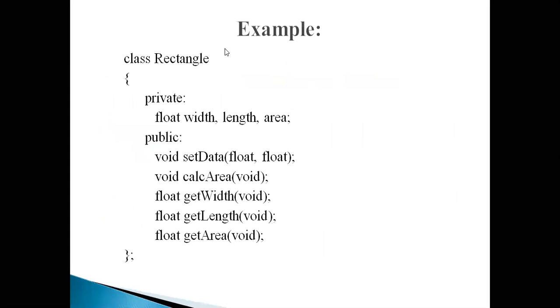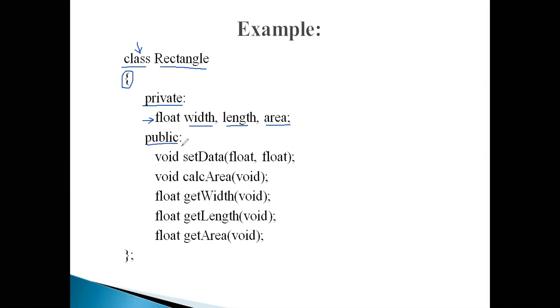Now we'll go to the example. Look at this particular one. I am defining a class by using the keyword class, and then I specify the name of the class. Here the name of the class is Rectangle, and I specify the curly brace which indicates the beginning of the class, and then the keyword private to declare the data members width, length, and area using the float data type.